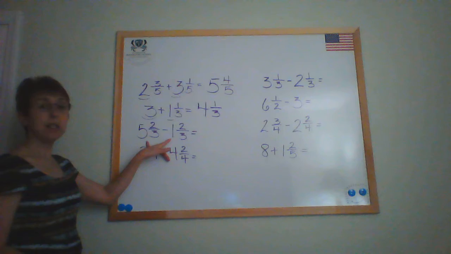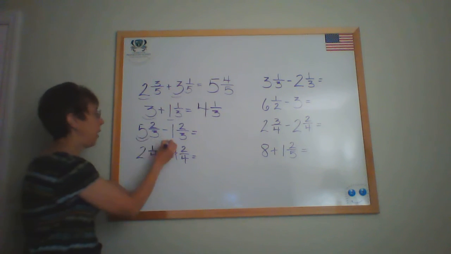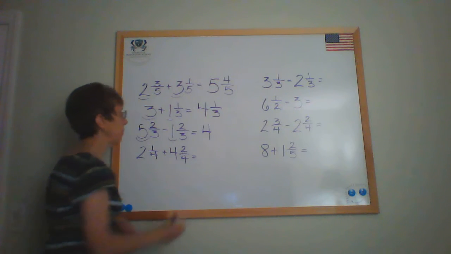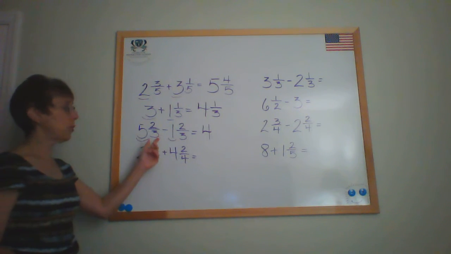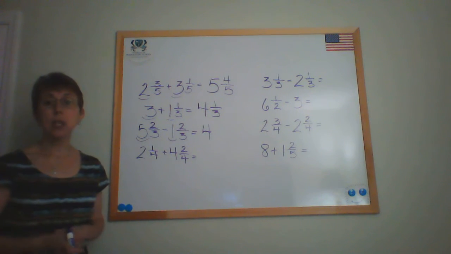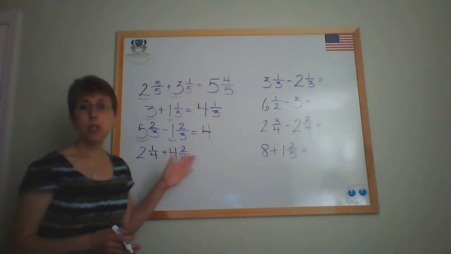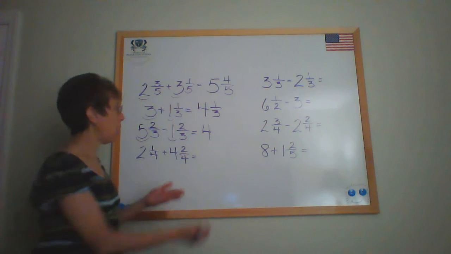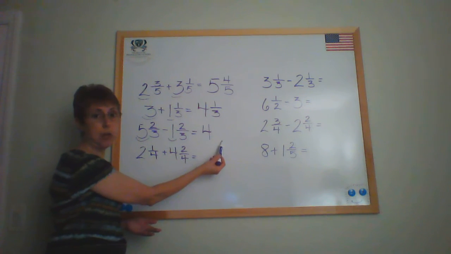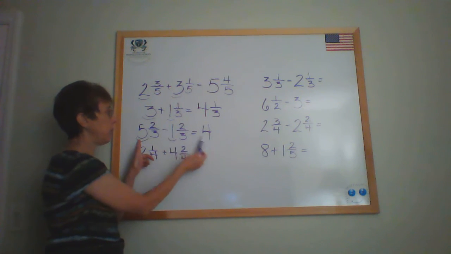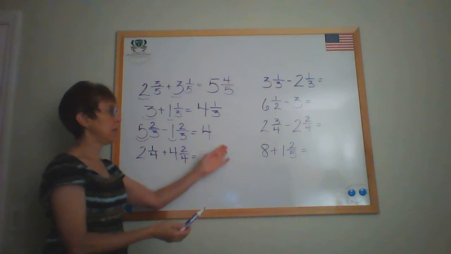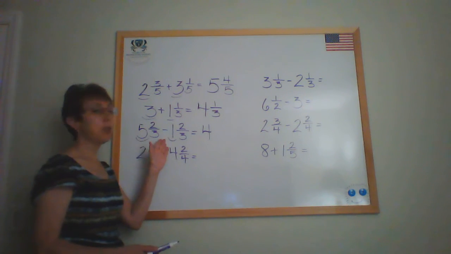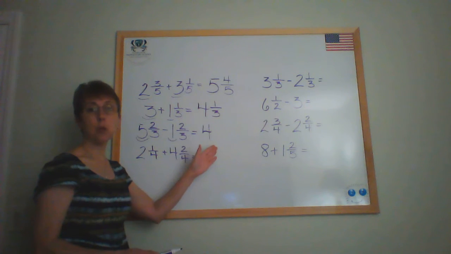Here you're going to subtract. Again, you start with your whole numbers. 5 minus 1 equals 4. And now you have 2/3 minus 2/3 equals 0. We don't need to write 0/3. 0/3 is the same as 0. We're not going to put a 0 here. It's 5 minus 1 equals 4. 2/3 minus 2/3 is 0. We don't put anything here for the fraction. So 5 2/3 minus 1 2/3 equals 4.